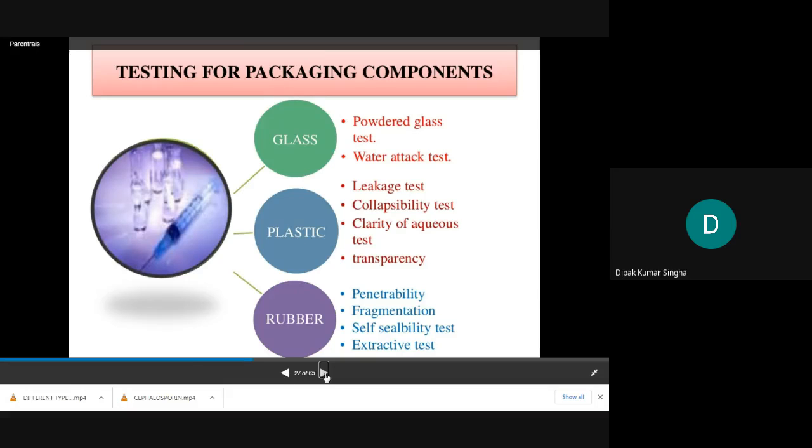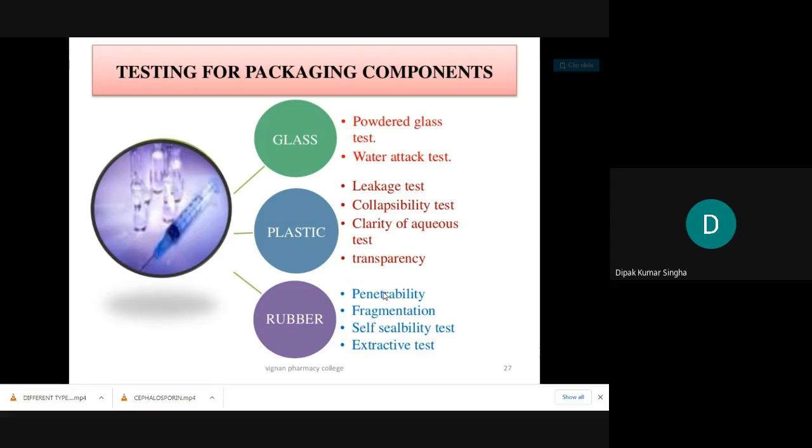Powder glass test, water attack test. In case of plastic, leakage test, collapsibility test, clarity test of the aqueous, and transparency. In case of rubber, penetrability, fragmentability, self stability test, and extraction test, destructive test. These are the different types of tests, and you can go through the internet to see what the tests are, but at least remember what type of test is taken for this particular material.